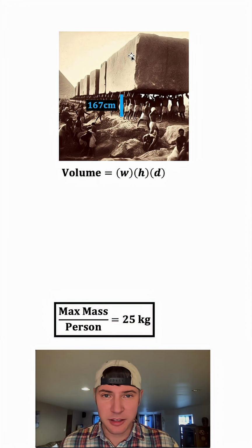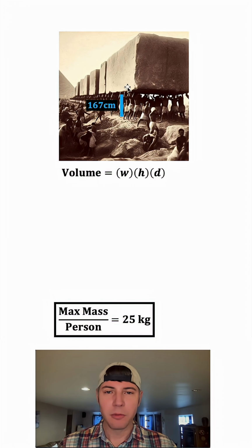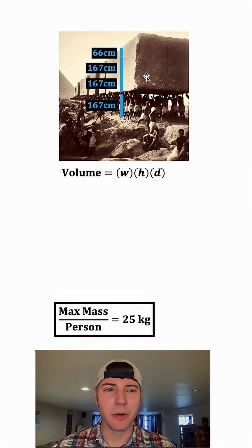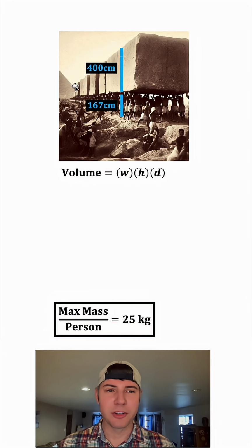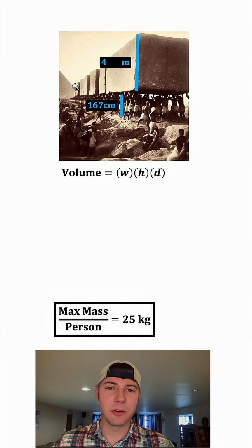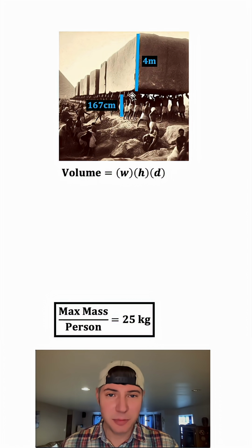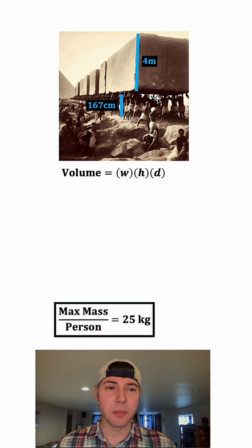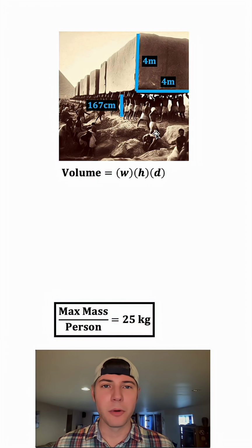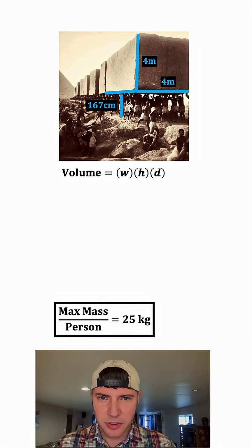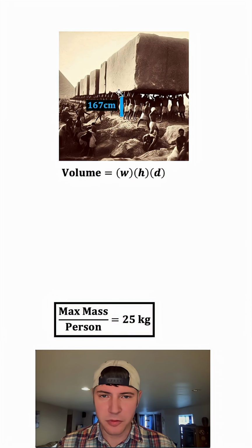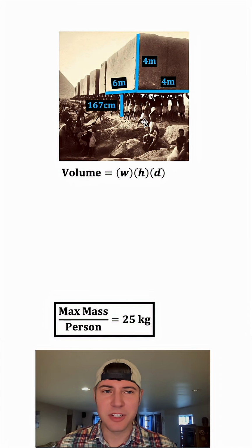If we look at the height of this block and the angles of this photograph, we have one person, two people, and a little bit more. All these can add up to 400 centimeters. So that means the height is equal to 4 meters. Now, studying the picture a little more, this face looks like a perfect square, so let's call the width 4 meters. For the depth, it's not a perfect square. It looks like it's about 1.5 of this side, so let's call it a depth of 6 meters.